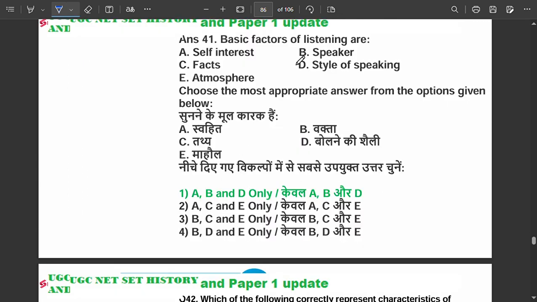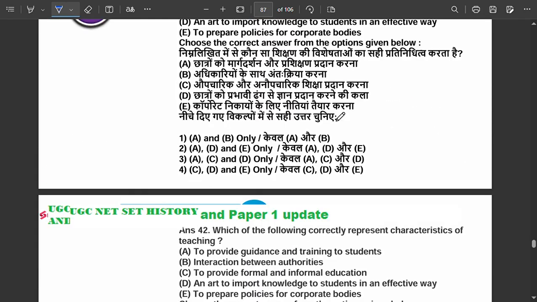The basic factors of listening are self interest, speaker and style of speaking was the correct answer. Facts and atmosphere was incorrect. So option number 1 was the correct answer. Basic factors of listening: self interest, speaker and style of speaking. Next, question number 42.